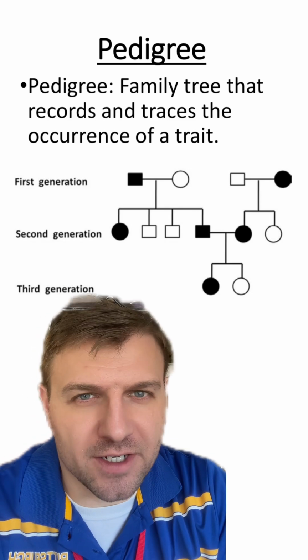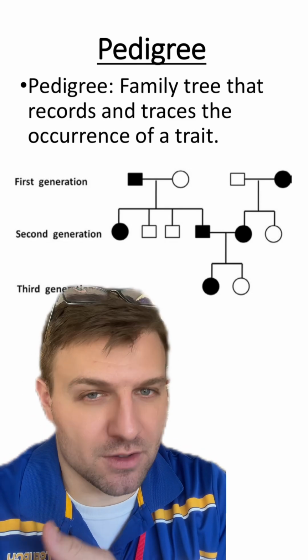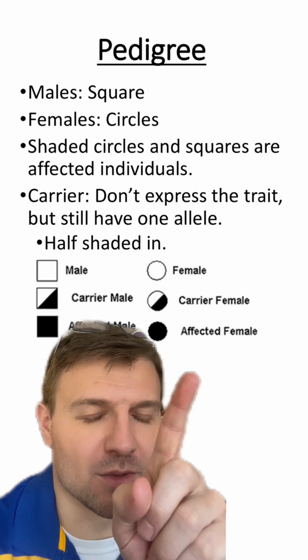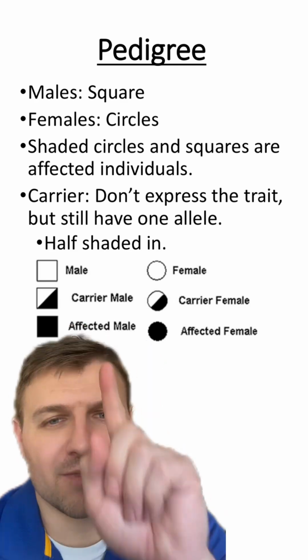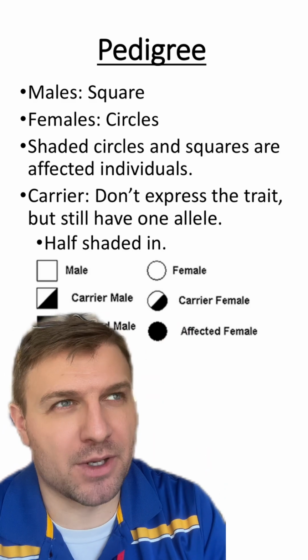Let's go over pedigrees. Pedigrees are basically a family tree that records and traces the occurrence of a certain trait. On these pedigrees, males are going to be squares while females are circles. Squares and circles that are shaded in are affected and have some trait. Carriers in these pedigrees are half shaded in, and they don't have the trait, but they still have one of the alleles for the trait.